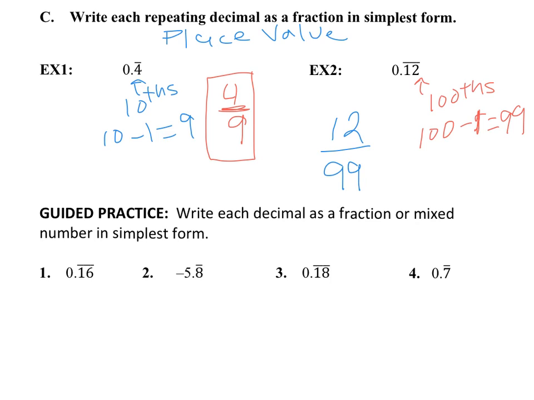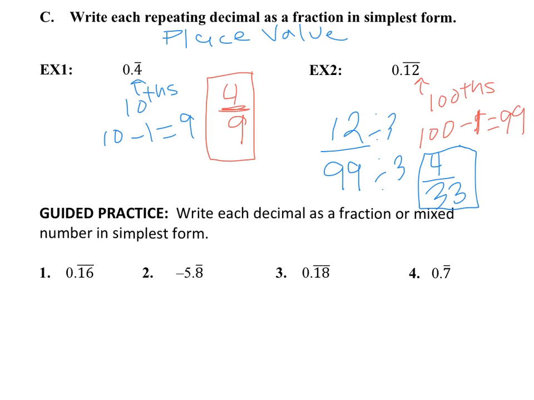So it's 12 over 99. But then I notice I can reduce the problem. So I can divide the top and the bottom by 3, and I end up with a value of 4 over 33. And that is my final answer.